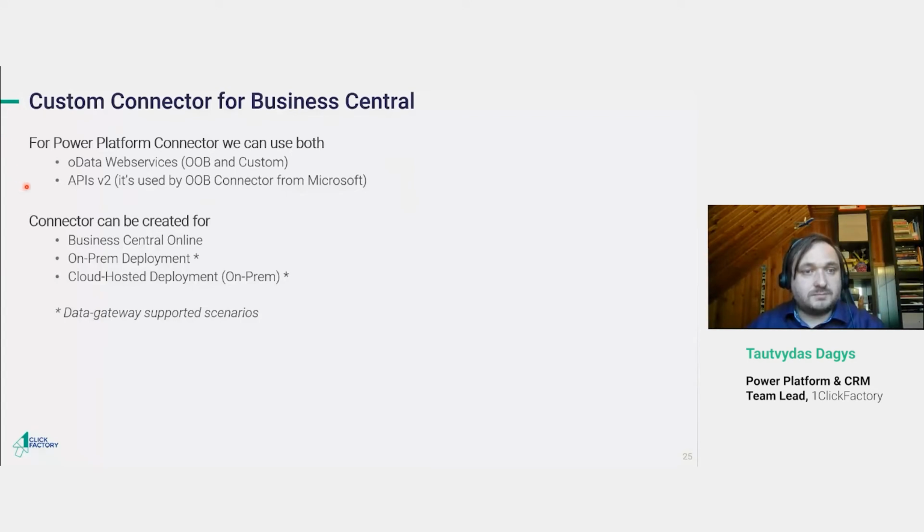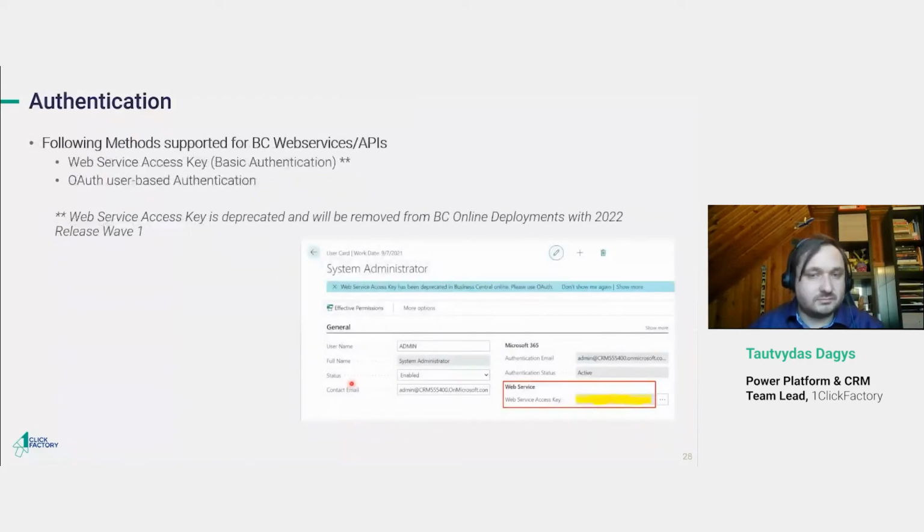Yeah, so both of those, web services and APIs V2, can be used. And Microsoft itself, for their own connector, is using these APIs. And we can create a custom connector for online as well, for on-premise, real on-premise, or cloud-hosted deployment. And those options also support gateway.